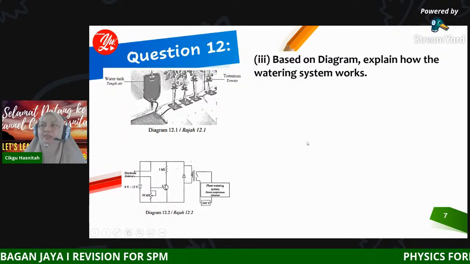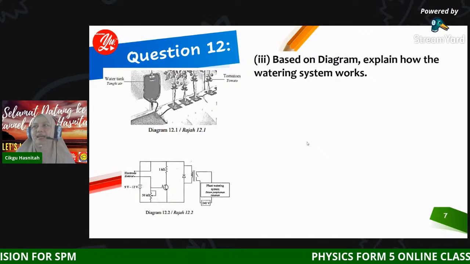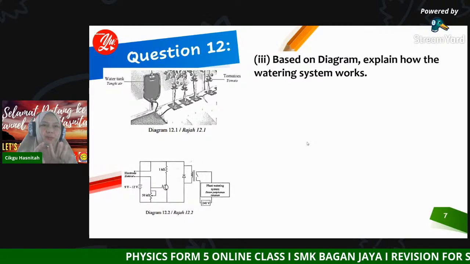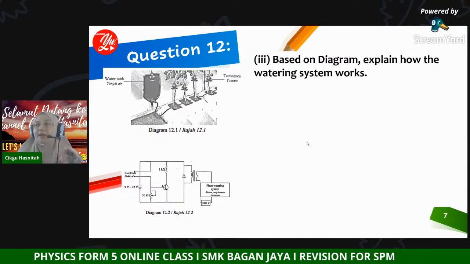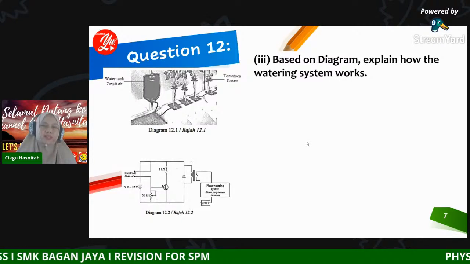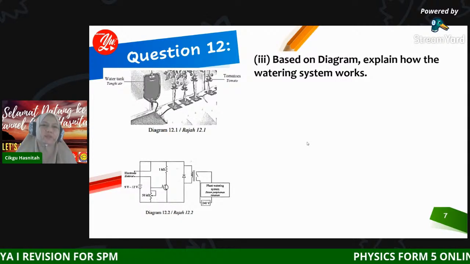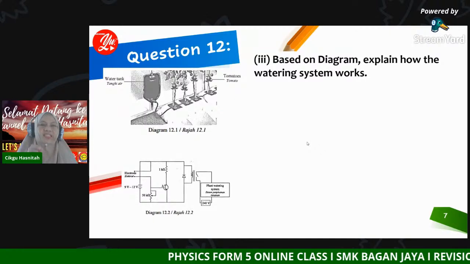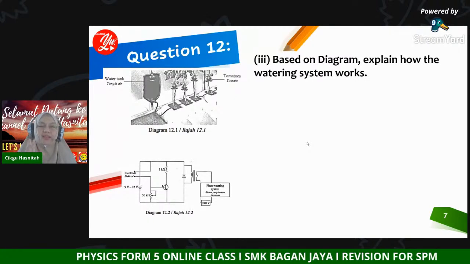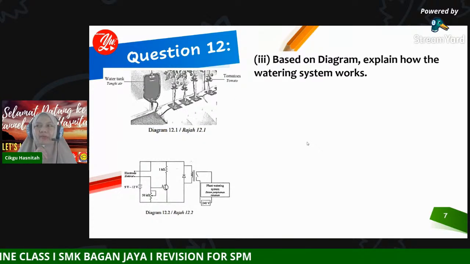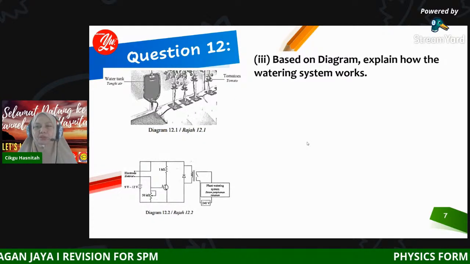Okay, next, question 3. Based on the diagram, this is a 4 marks explanation. Based on the diagram, explain how the watering system works. Okay, so you are asked to explain how this watering system works. So where to begin? How to begin our explanation? What must we write first? Apa yang you kena tulis dulu?